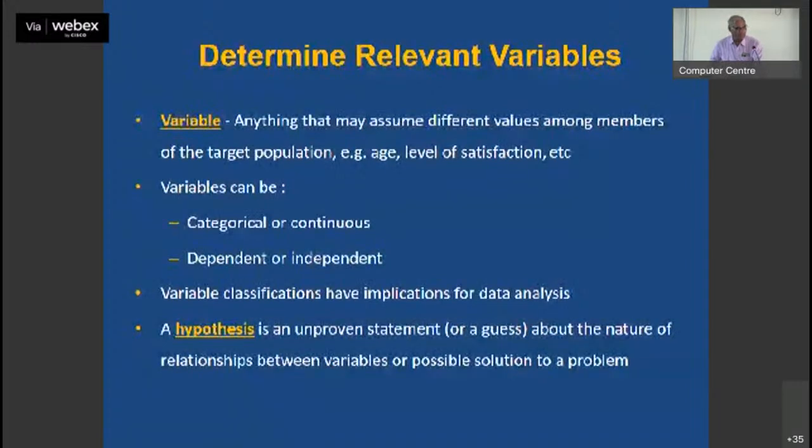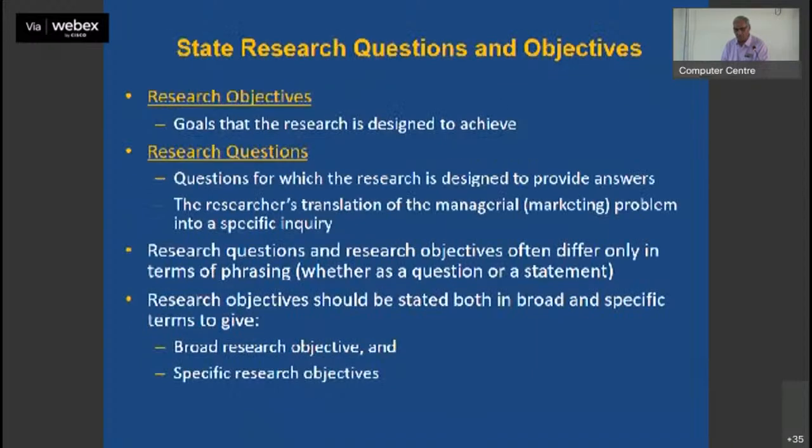A hypothesis is an unproven statement or guess about the nature of the relationship between the variables or a possible solution to the problem. So formation of hypothesis is very important. Then only you will be able to know.